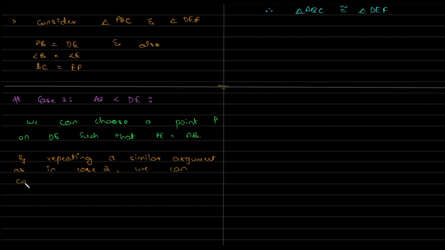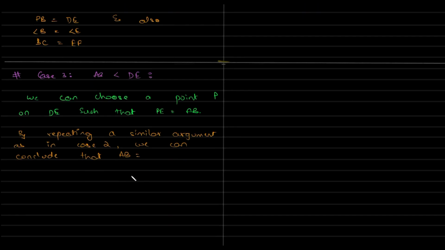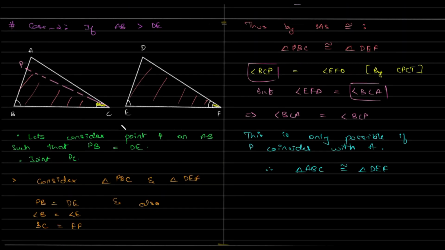we can conclude that PE is equal to DE, which in turn is equal to AB, and thus triangle ABC is congruent to triangle DEF. Okay, so this is your proof. That's it. Very simple proof, right?